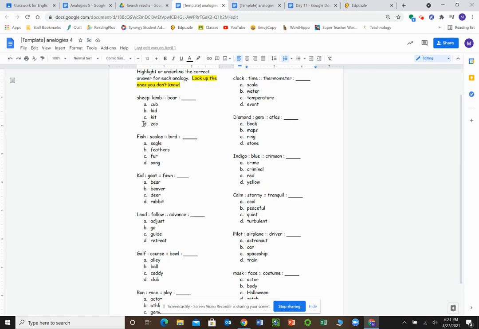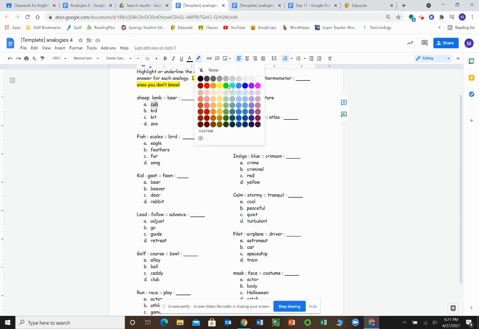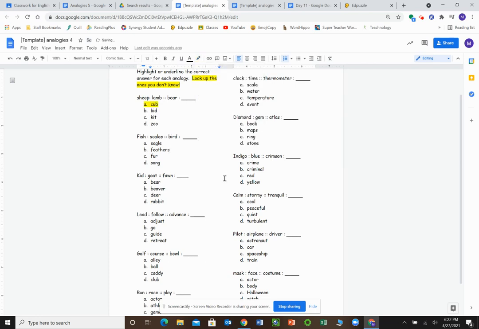So for the first one, I look at it and I see sheep is to lamb as bear is to blank. So the relationship of a sheep and a lamb. Well, I know that a lamb is a baby sheep. So I'm looking for what do we call a baby bear? This is going to be the baby over here, just like it is over here. And I know that a baby bear is called a cub. And if I didn't, I could have Googled it and looked it up. So I would then highlight that, and I'm going to pick yellow as my color to highlight that.